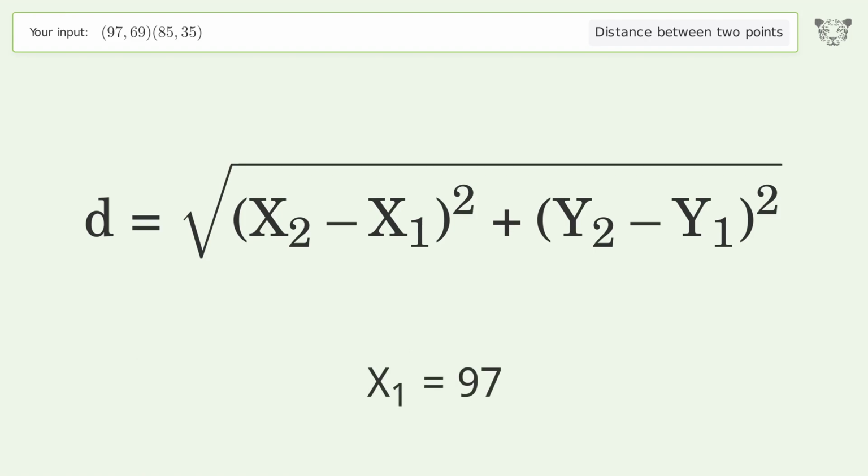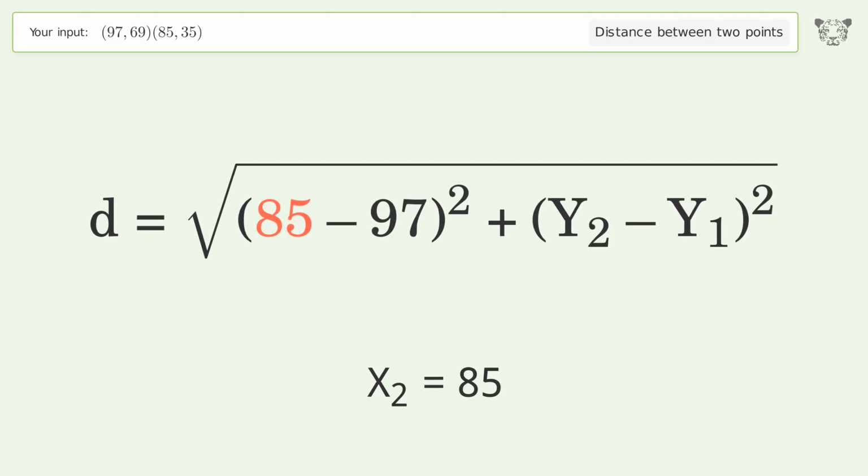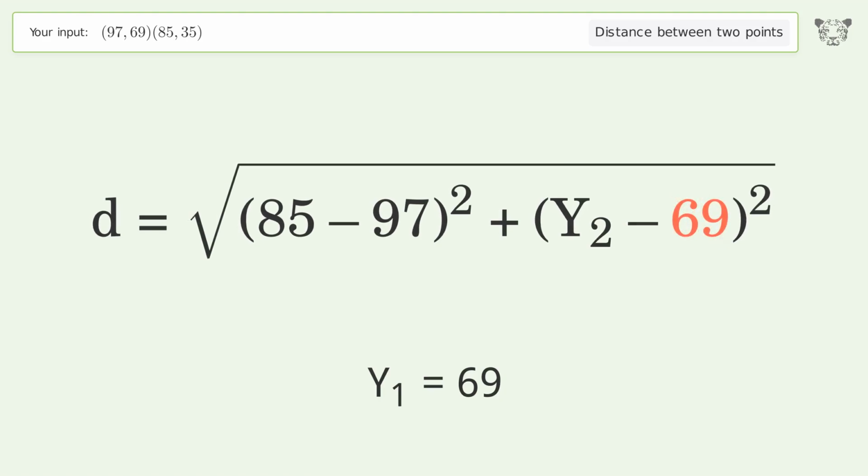x1 equals 97. x2 equals 85. y1 equals 69. y2 equals 35.